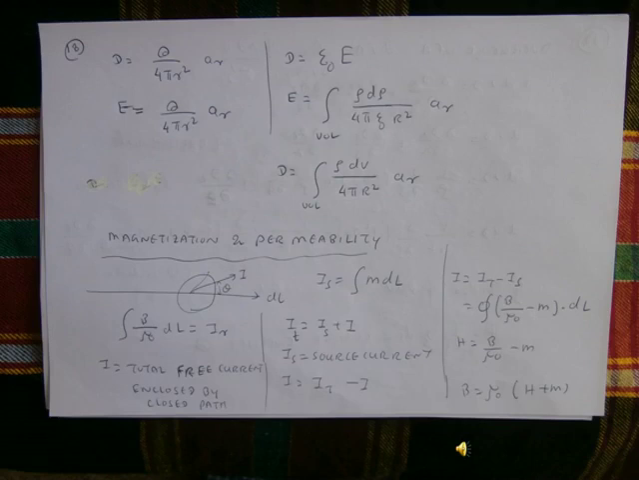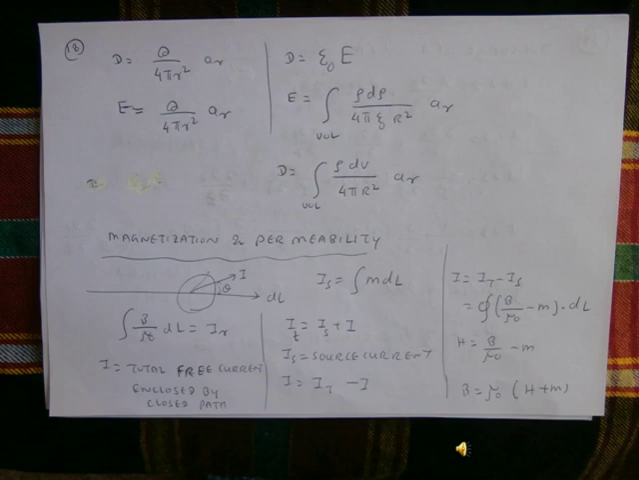Then we will talk about the equation. In this case, D is equal to Q divided by 4 pi r square ar, E is equal to Q divided by 4 pi epsilon 0 r square ar, and D is equal to Q divided by 4 pi r square ar. So in this case, D equals epsilon 0 multiplied by E. D is the electric flux density, E is the electric field intensity, and epsilon 0 is the permittivity.